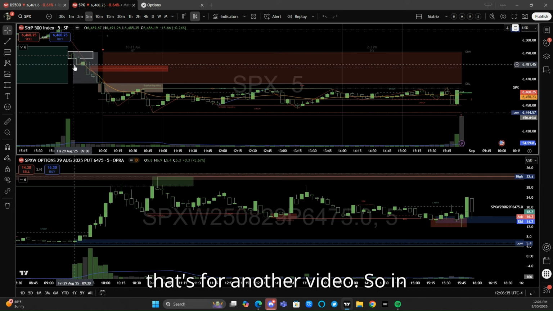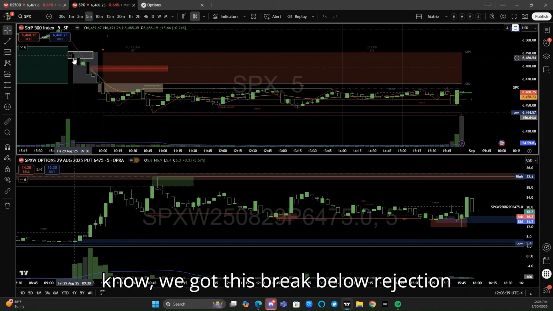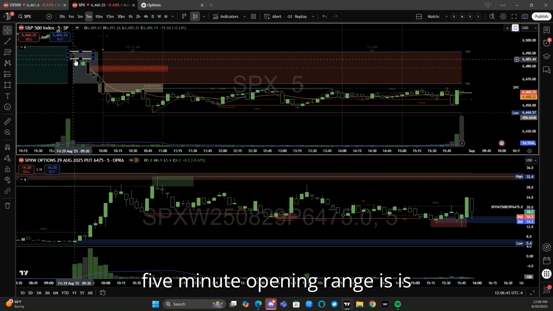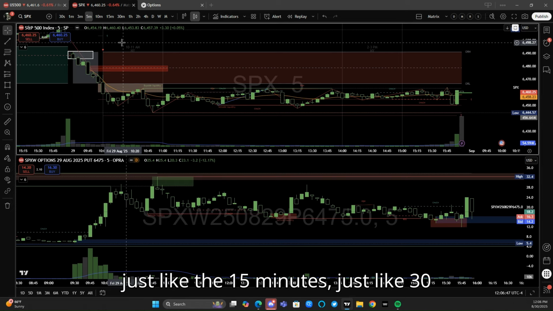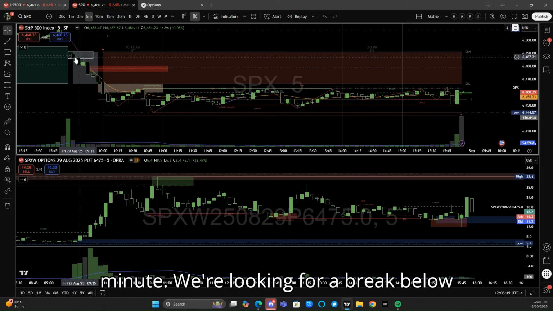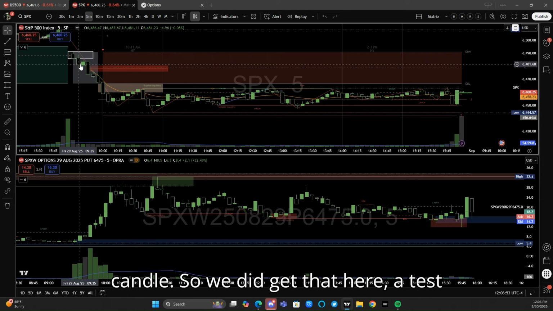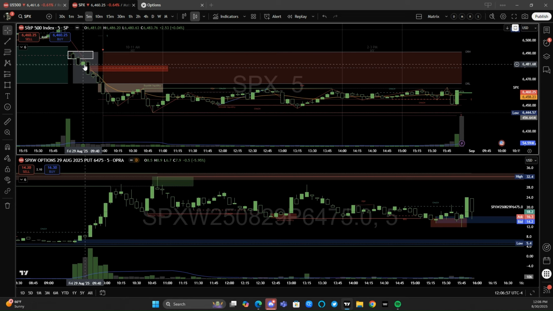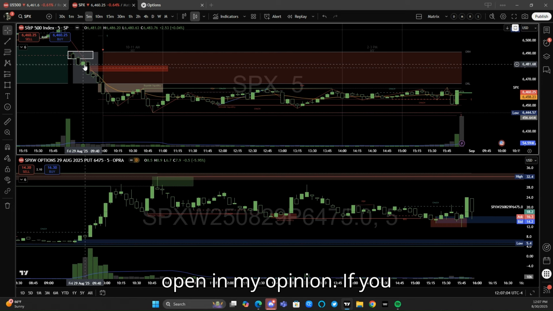So in this video, I just want to talk about this break below, rejection of our key level here. The 5 minute opening range is just like the 15 minute, just like the 30 minute. We're looking for a break below the close of the 5 minute opening candle. So we did get that here, a test here. This is probably, I would say, the most actionable if you're going to trade the open, in my opinion.